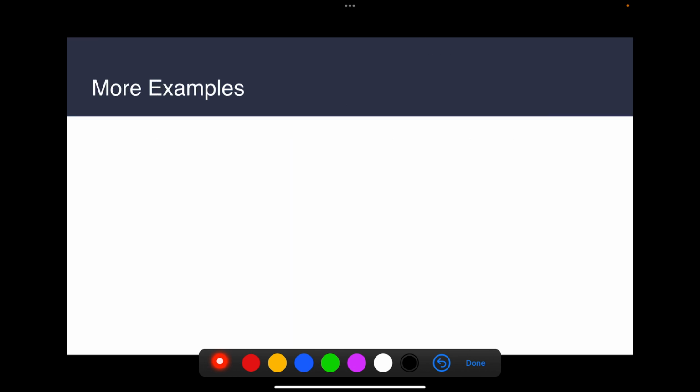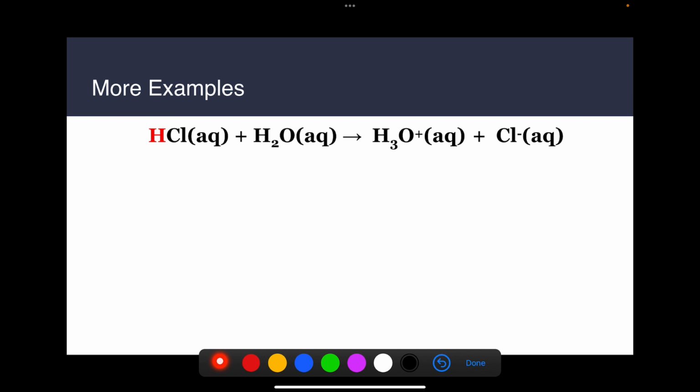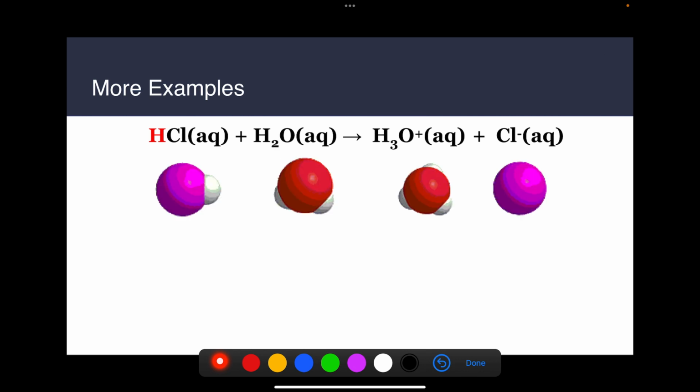Here are some more examples of that same concept. Consider HCl and water. When HCl combines with water, the H plus, or the proton from HCl, will transfer and combine with the H2O to give us H3O plus and Cl minus. Representing this in a diagram, here's our H plus, or our proton. It's going to transfer over to our H2O to give us H3O plus.